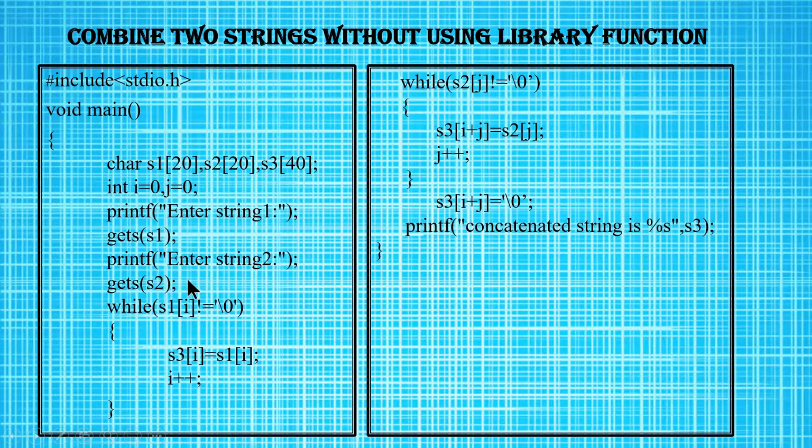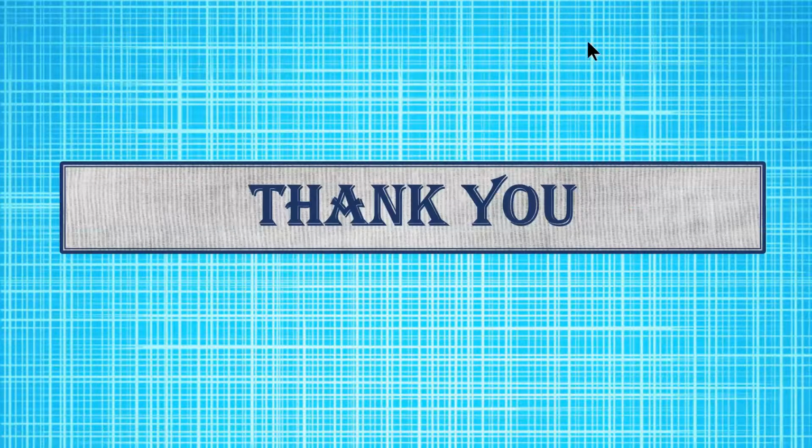Here I've read Raj, here I've read ESH. With the help of the while loop, I'll be concatenating the two strings. After concatenating the two strings, at the end of the S3 string, I'll be inserting a null value. Then I'll print the concatenated string by printing the data present in the S3 array. These are the four string functions that have been explained. Thank you.